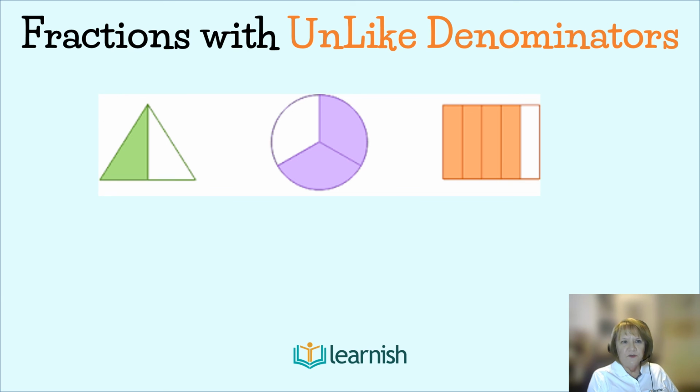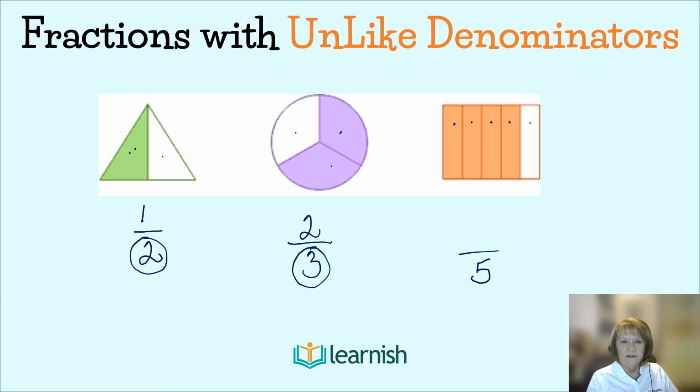Here are more examples of fractions with unlike denominators. So remember, the denominator is on the bottom. This is what it is divided into, which is 2 equal parts, and our numerator is how many are shaded, so 1 out of 2. 2 is our denominator. This is divided into 3 sections, so our denominator is 3, and 2 of those are shaded in. This one is divided into 1, 2, 3, 4, 5 equal sections. That's our denominator, and 4 of those are shaded in. These are all unlike denominators because they're not the same.